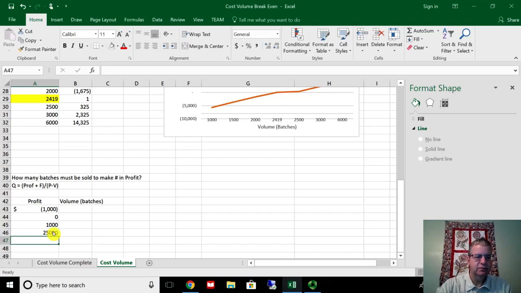Let's say 2,500 worth of profit. Oh, I said 25,000. 2,500 worth of profit. I don't want to get that extreme. And maybe $10,000 worth of profit. Okay, so we got us a little formula up here.